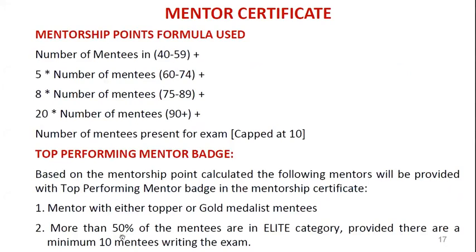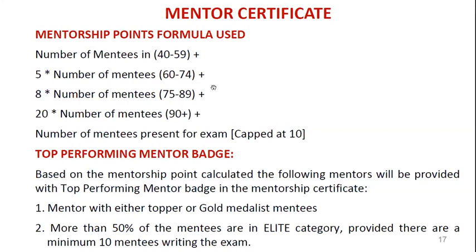Now you can see how the mentorship points are calculated. The formula is: number of mentees in the 40 to 59 range, that is, after getting the certification their score is 40 to 59, so how many mentees scored in the 40 to 59 range, plus 5 into number of mentees who secured a score between 60 to 74, plus 8 into number of mentees who secured a score of 75 to 89, plus 20 into number of mentees who secured 90 and above, plus number of mentees present for the exam.